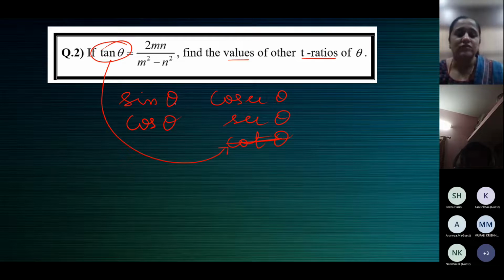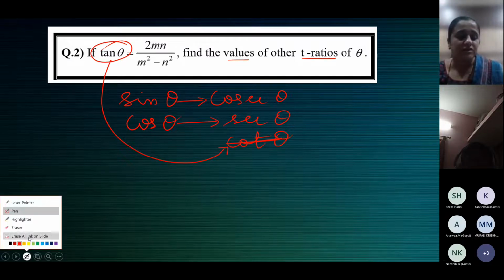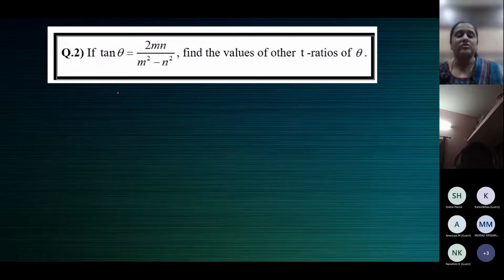Now, if you find sine, its reciprocal is cosecant, and when you find cos, its reciprocal is secant. To find the other t ratios of theta, we understood that we can use a right triangle or use trigonometric identities. To find the other t ratios of theta, you can use a right triangle.